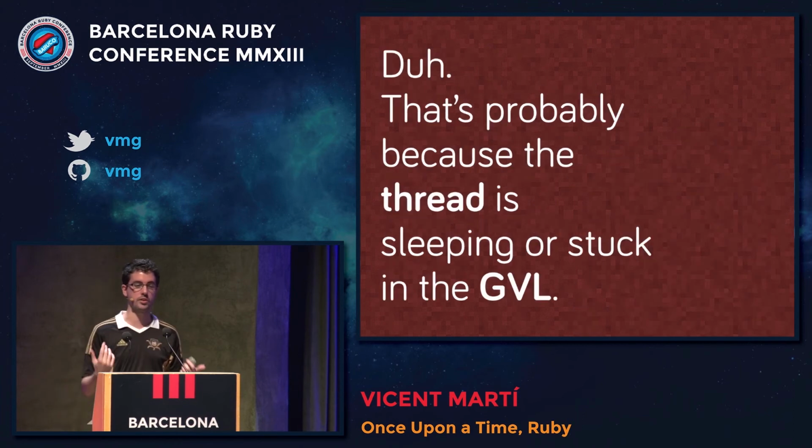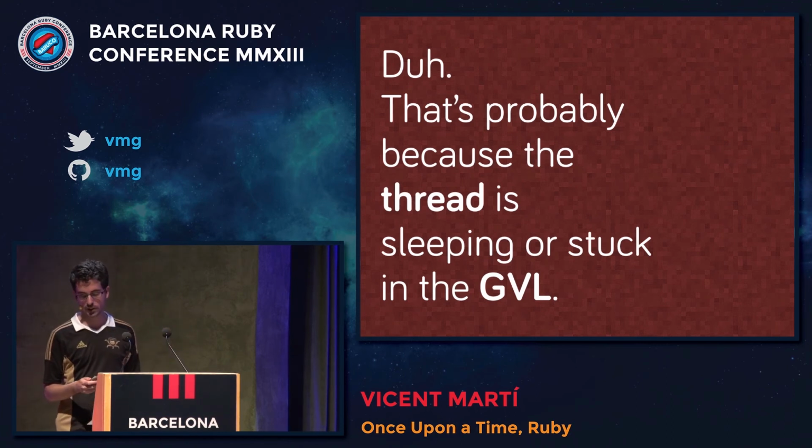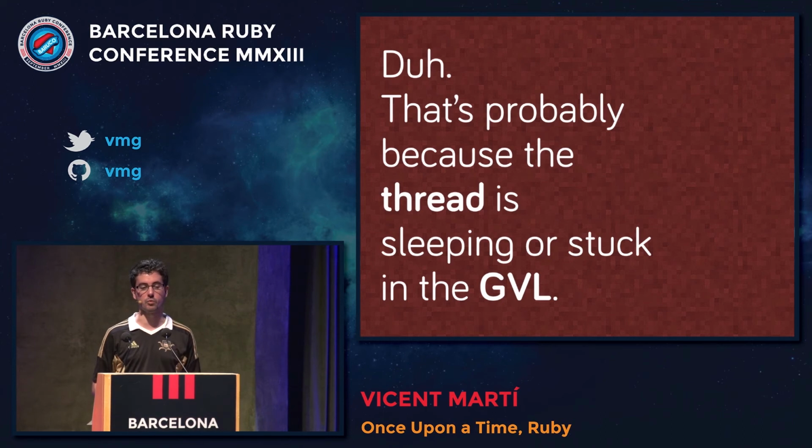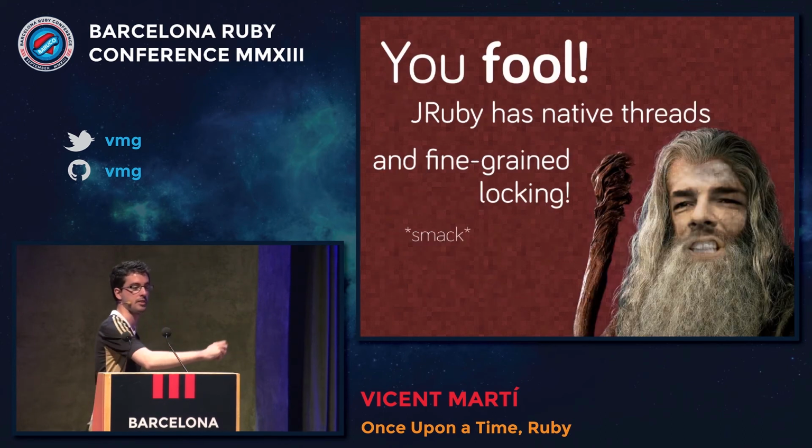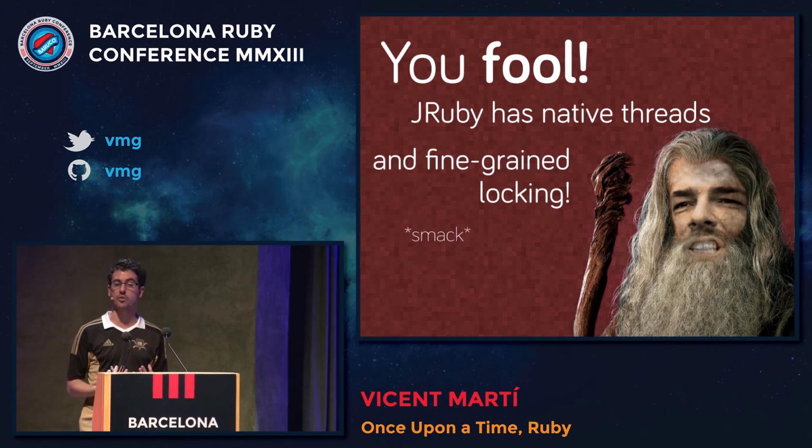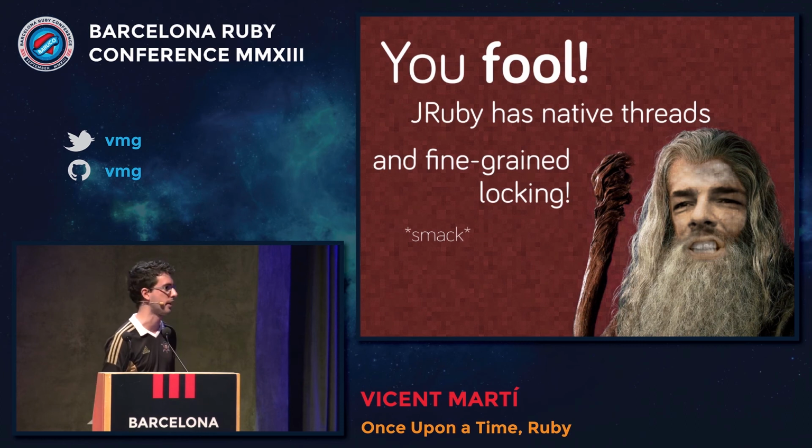So of course I told the wizard, well, that's obviously because your timeout thread is sleeping or is stuck on the GVL. And then the wizard grabbed his magical wizard staff, and with a very swift movement, he did boom, like this, hit me on the head, and he shouted, "You fool, JRuby has actual native threads, it has fine-grained locking, so all these issues don't really affect JRuby." He was very upset about it. He hit me to the ground, I passed out, and when I woke up a while later, the wizard explained to me exactly what's going on here with JRuby.